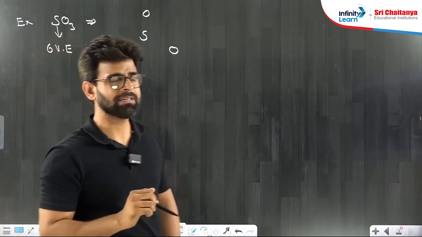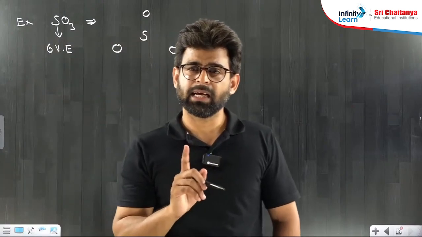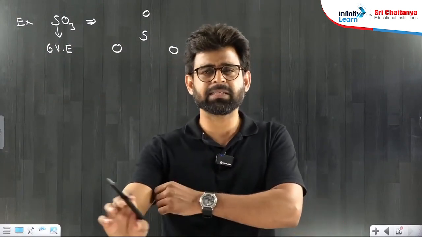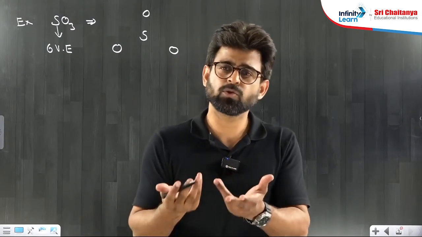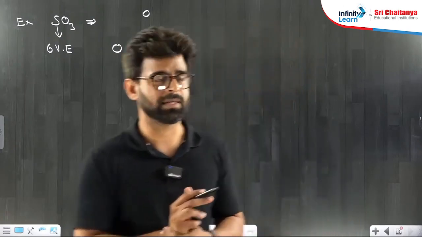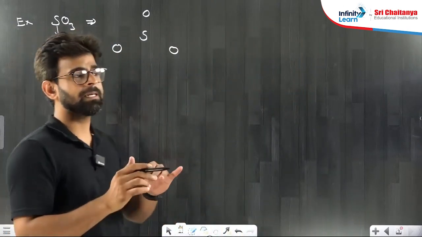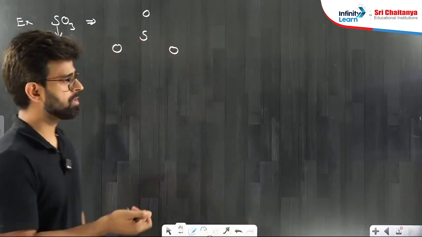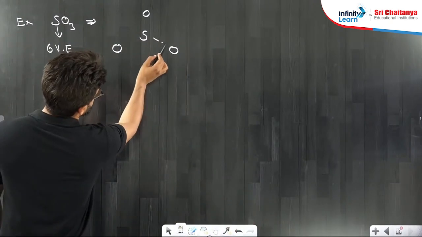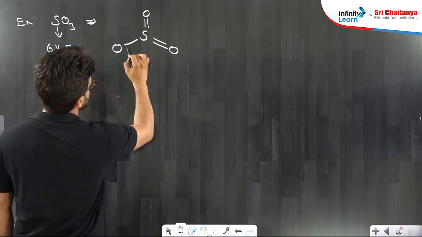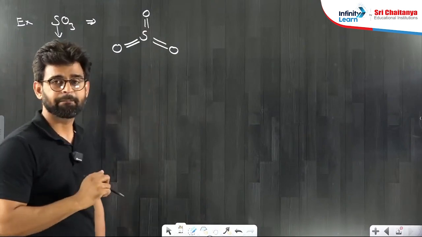Tell me, oxygen makes how many bonds in general? Means in 99% cases, oxygen makes how many bonds? 2 bonds. Because it has 6 valence electrons, it wants to make 2 bonds to complete the octet, right? So as I said, you should remember, hydrogen makes 1 bond, halogens make 1 bond and oxygen makes 2 bonds, that's it. So here oxygen is making a double bond with sulfur, oxygen making double bond, oxygen making what? Double. That's it. Finish. Our structure is finished.